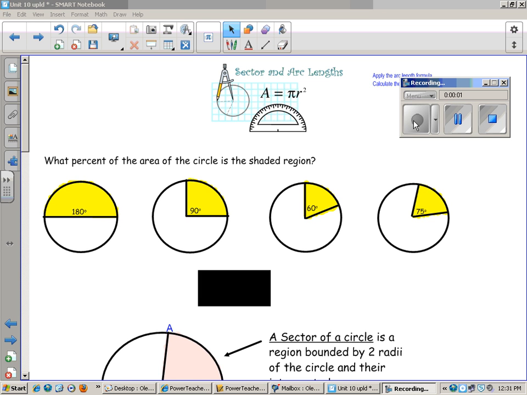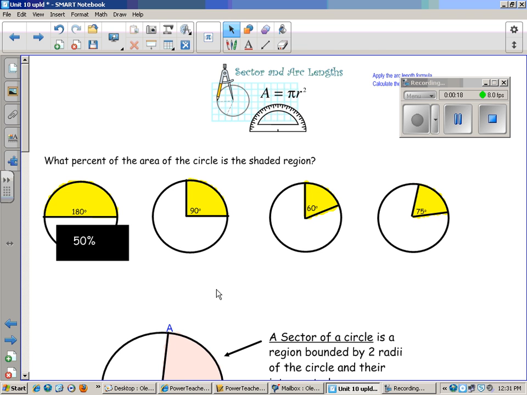Before we even start talking about sectors and segments, let's just talk about how we can break up a circle into pieces. If I ask you what percent of the circle is shaded for this one, what would you say? 50%, right? And how did you get that? How'd you get half? Yeah, 180 divided by 360. Good. Because the whole thing around would be 360, so 180 would be over the top of the fraction.